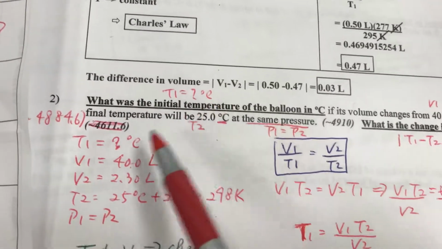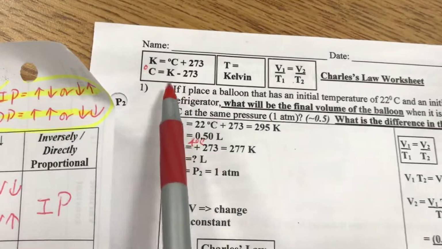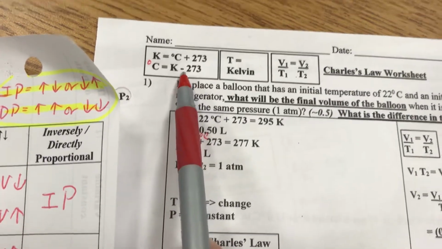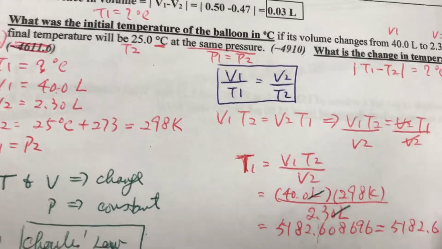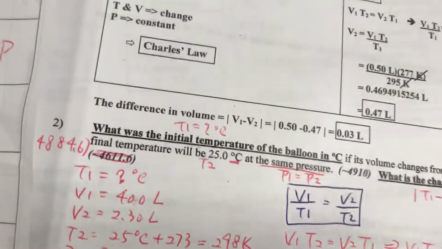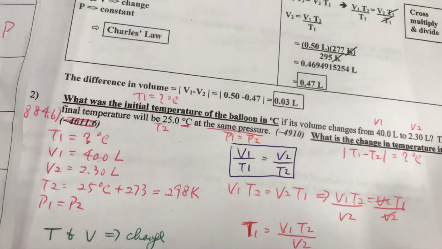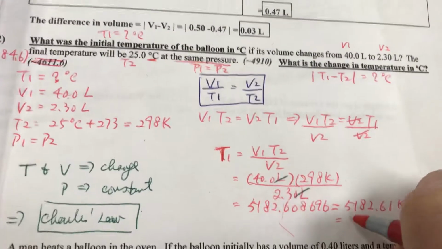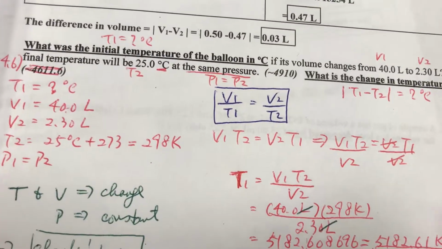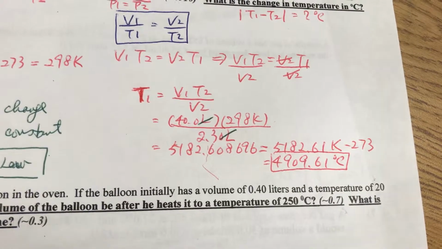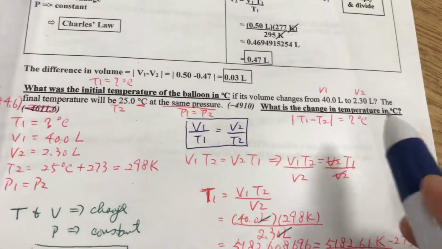However, the question asks what is the temperature in degrees Celsius? So if I give you Kelvin, how do you change back to degrees Celsius? You subtract 273. Okay, so I subtract 273, and I will get 4909.61 degrees Celsius. So this is my part A answer.